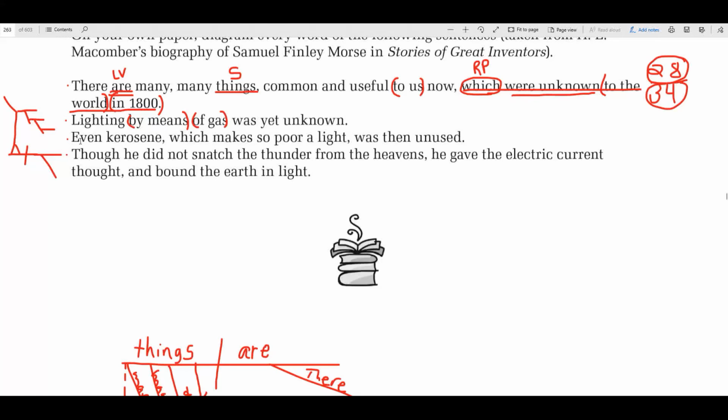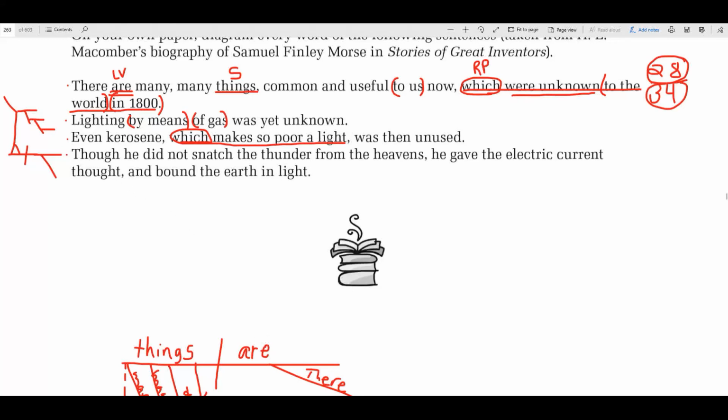Now, this sentence, "even kerosene," is pretty easy, but just keep in mind what you have right here, which makes so poor a light. Okay, you know what this is. So I'm going to let you do that one because we've been doing these, so that might be a little easier.